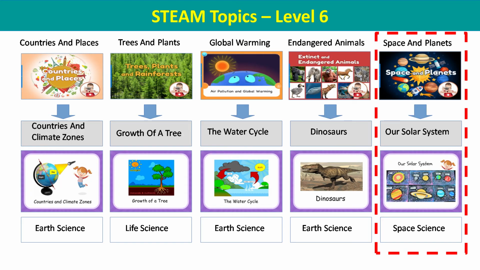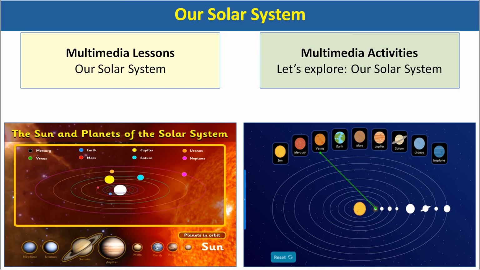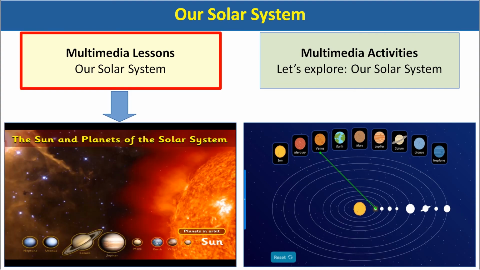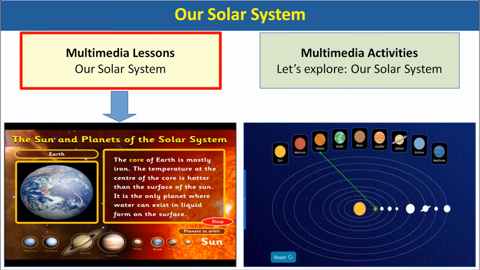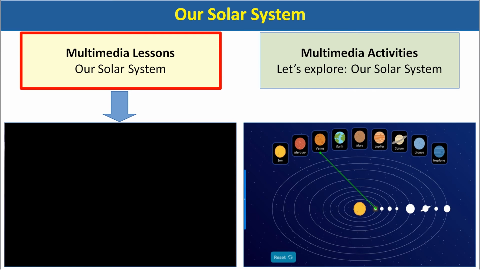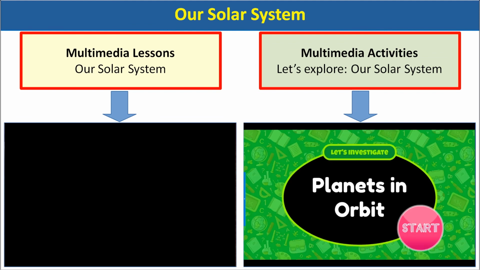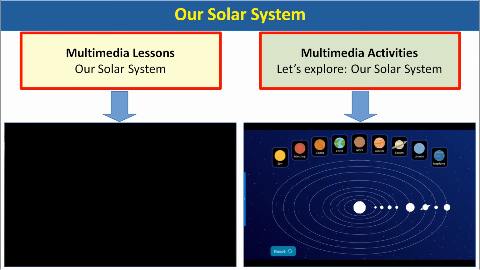An example from Level 6. In our solar system, children will discover the solar system through the multimedia lesson. Earth. The core of Earth is mostly iron. And through interactive activities. Planets in orbit. Put the sun and planets in the correct positions in the solar system.